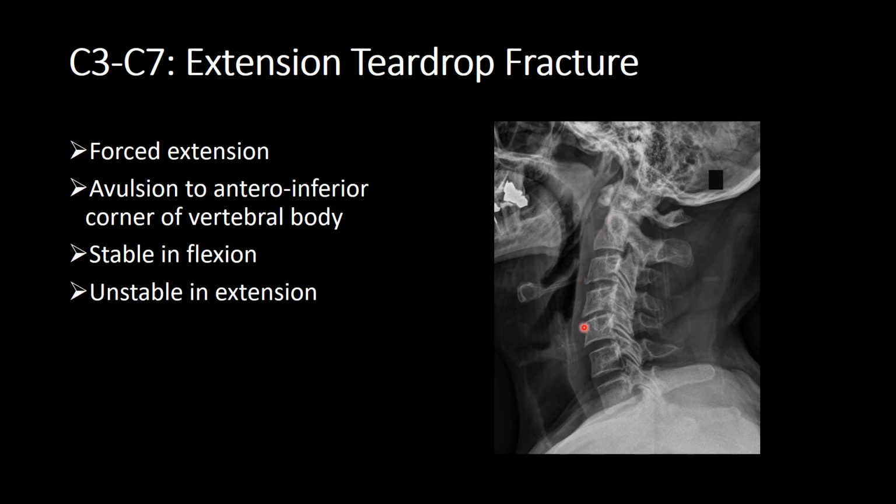Because only the anterior cortex has been disrupted, the posterior column has all been preserved. It means that when the head goes into flexion, because the posterior column hasn't been disrupted, these ligaments are able to hold the head when it goes forward into flexion. However, if the patient goes into extension, because there has been disruption to the anterior longitudinal ligament, if the head goes back into extension, it is unstable.